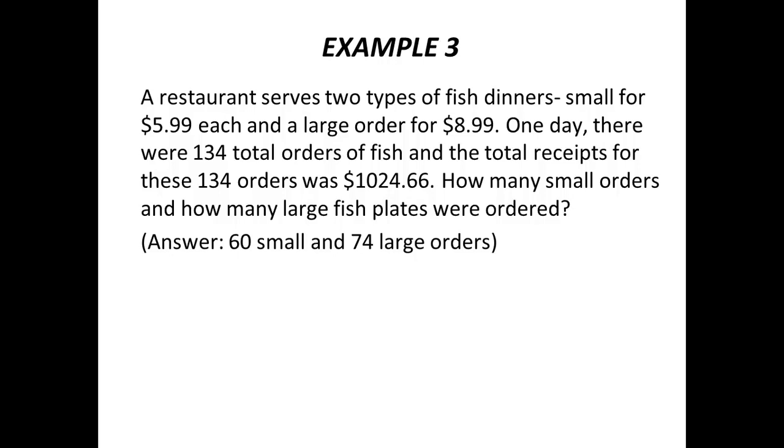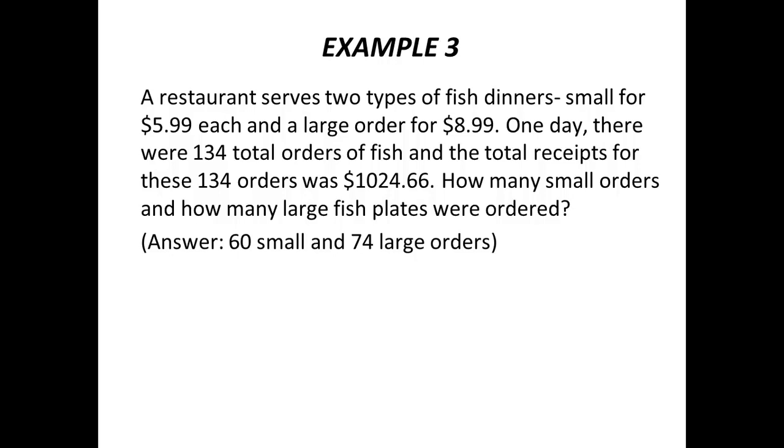Let's take a look at another example. A restaurant serves two types of fish dinners. A small dinner sells for $5.99 each, and a large dinner sells for $8.99 each. One day there were 134 total orders of fish sold, and the total receipts for that day were $1,024.66. How many orders of large fish and small fish were sold on that day?